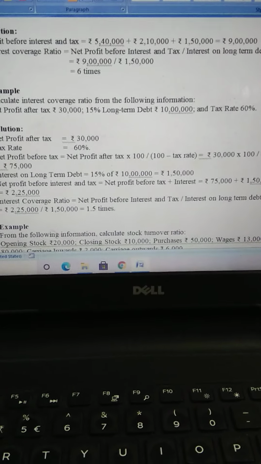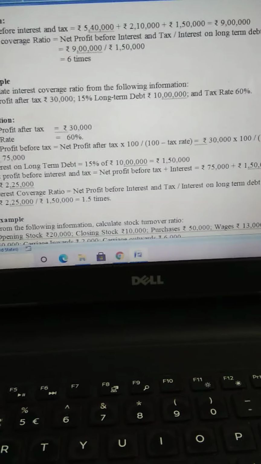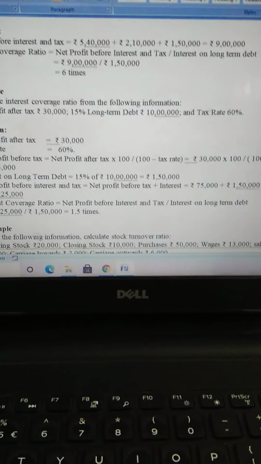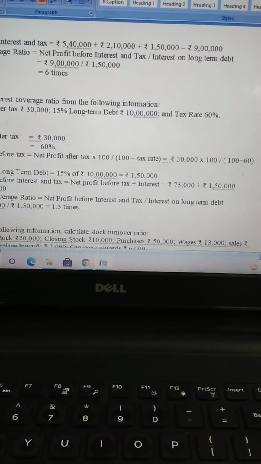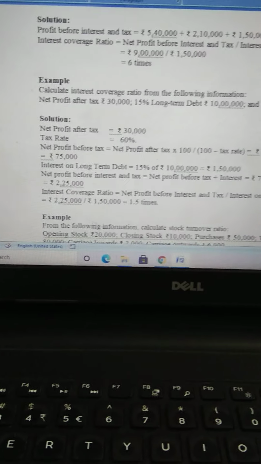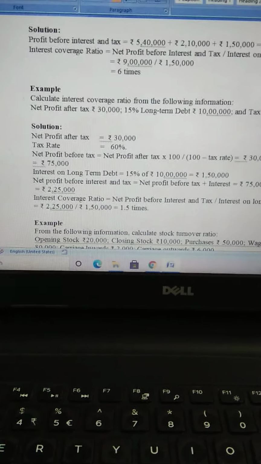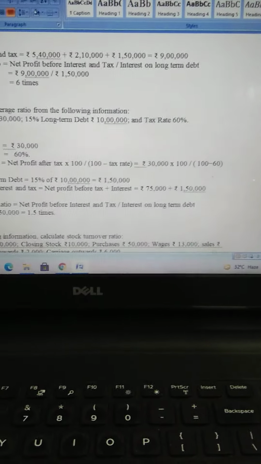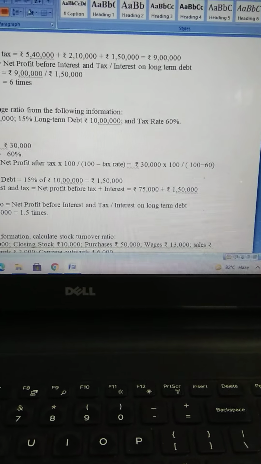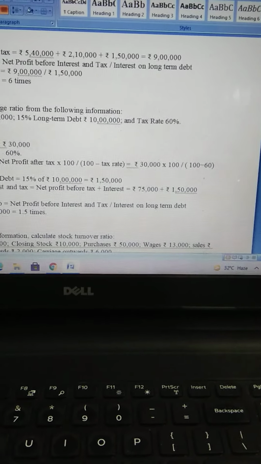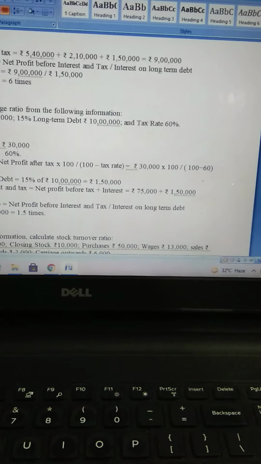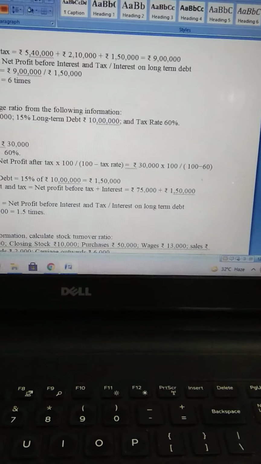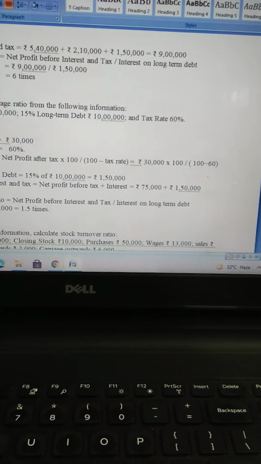Interest on long term debt, long term debt is 10 lakh and the rate of interest is 15%. That's why it is 1,50,000. Net profit before interest and tax, that is net profit before tax, 75,000 we have calculated, plus interest, that is the formula. Net profit before interest and tax 75,000 plus 1,50,000, that is 2,25,000.